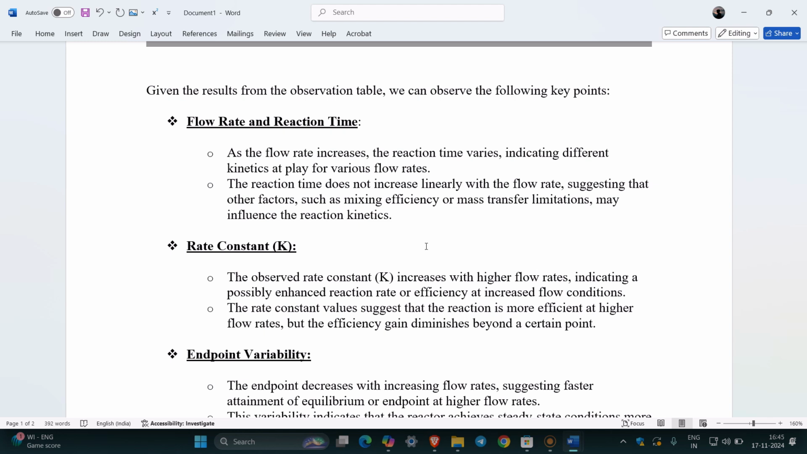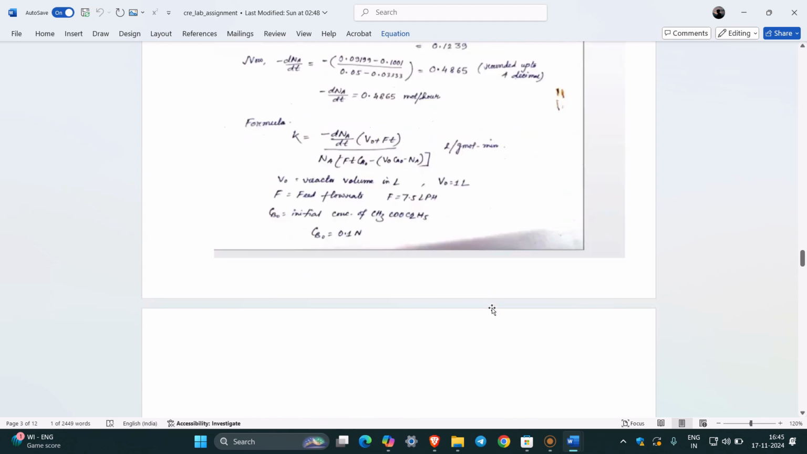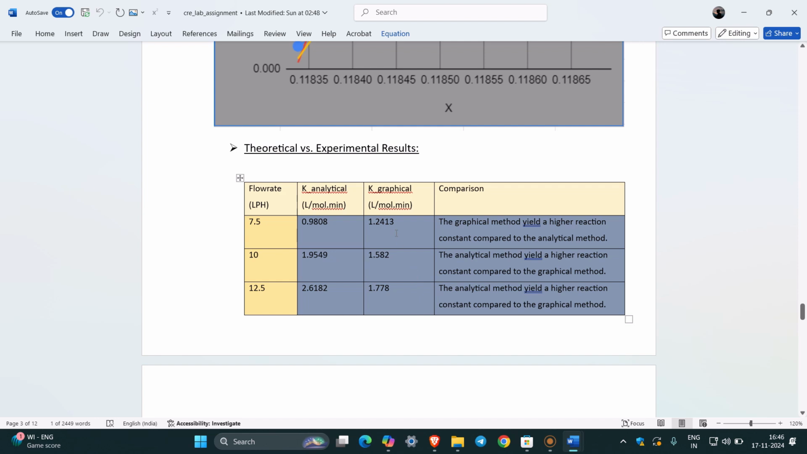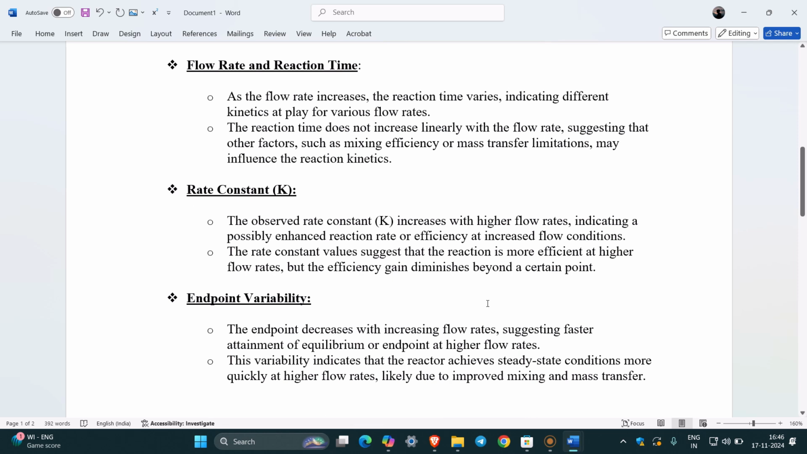indicating a possibly enhanced reaction rate or efficiency at increased flow rate conditions. So what we can predict is that as we increase the flow rate, the value of K is increasing. That is what is said in the graph: the observed rate constant increases with higher flow rates, indicating a possibly enhanced reaction rate or efficiency.